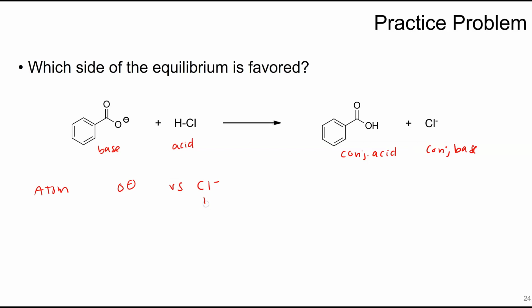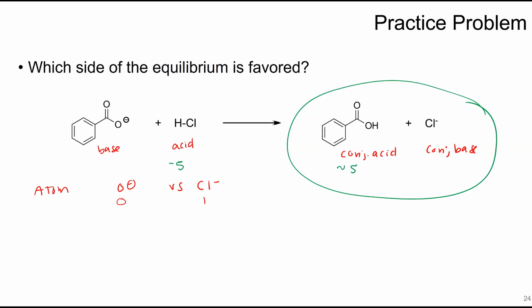Chlorine is better at holding the negative charge versus oxygen, so that one would take the cake here. And if you want to double check with your pKa's, this one is around 5, and the acid here is around -5 or something along those lines. So this is going to be the side that is favored in equilibrium.